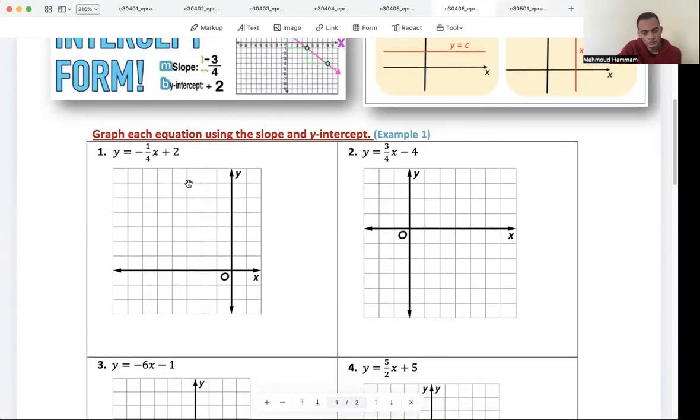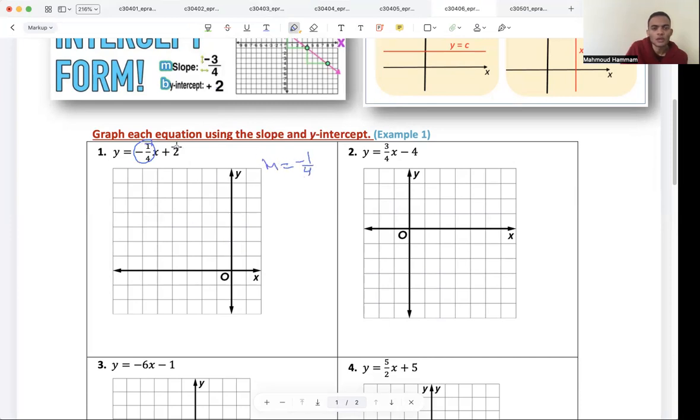Here in graphing, he's saying y equals -1 over 4x plus 2. To graph, I should find the m and b first. Where is m? The m is the -1 over 4. So the m equals -1 over 4. b equals 2. Very good.